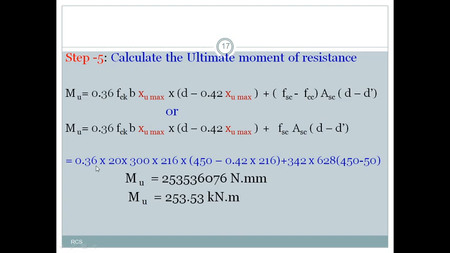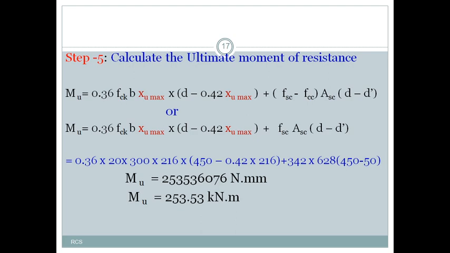Now substitute 0.36 FCK is 20 into B is 300, XU max is 216, and effective depth of the beam is 450 minus 0.42 into XU max is 216 plus FSC is 332. This was calculated according to table number F of SP16, and ASC is 628 and D is effective depth 450 and effective cover in compression zone D dash is 50. After calculating this, we will get the value of ultimate moment of resistance, that is 253536076 Newton into mm. If we convert into kilonewton into meter, then divide this value by 10 power 6, we will get Mu is equal to 253.53 kilonewton into meter. So this is how we calculate the moment of resistance when we get the over reinforced section.